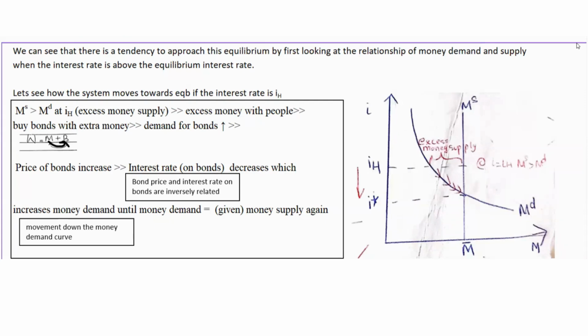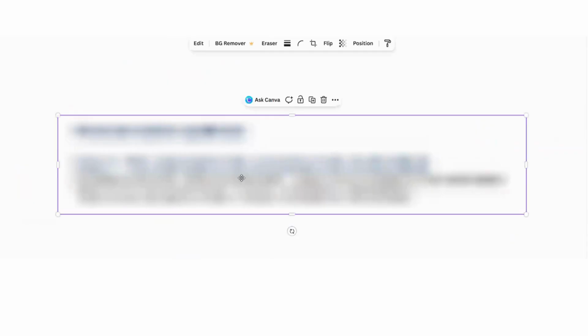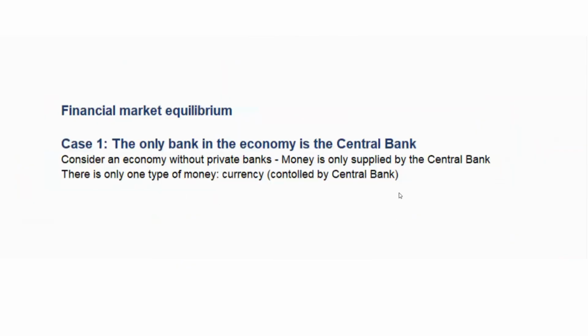We were looking at the model of the financial market. We started off talking about case one, where we only have a central bank and we don't have a banking sector. So that was the first case we were looking at. The only bank in the economy is the central bank, and there is no banking sector here.